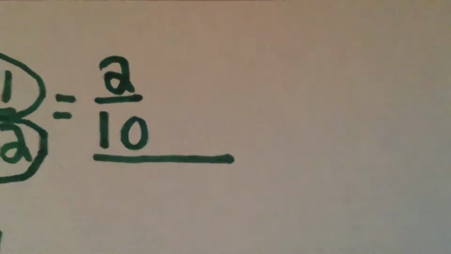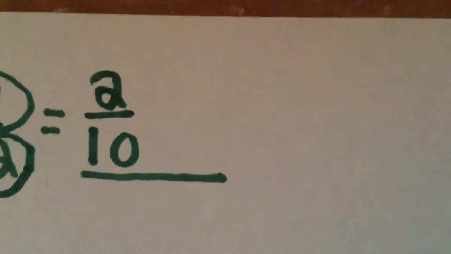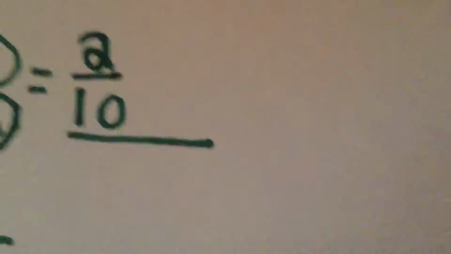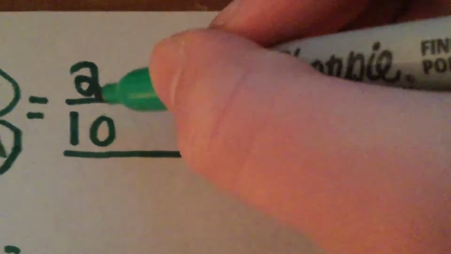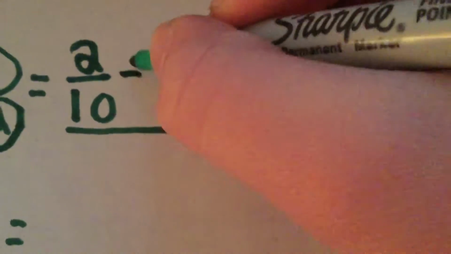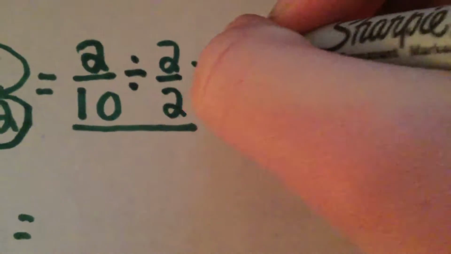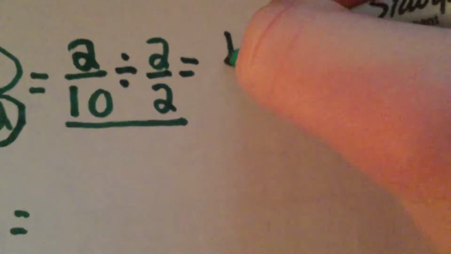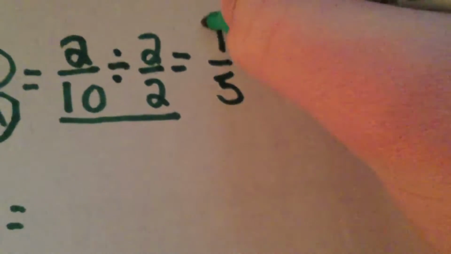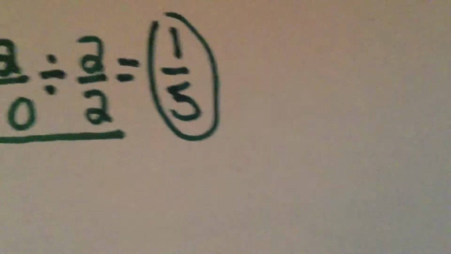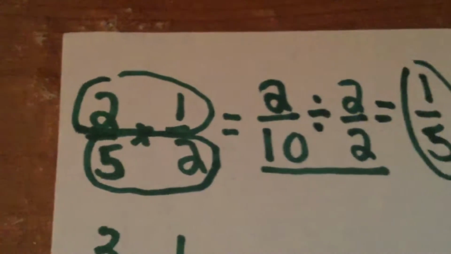But there's a problem. This isn't simplified into its lowest terms. So to simplify, we have to find a number that goes into both of these. So 2 goes into both of these numbers, so we could divide both of these by 2. 2 divided by 2 is 1, and 10 divided by 2 is 5. So the final answer would be 1/5. 2/5 times 1/2 is 1/5.